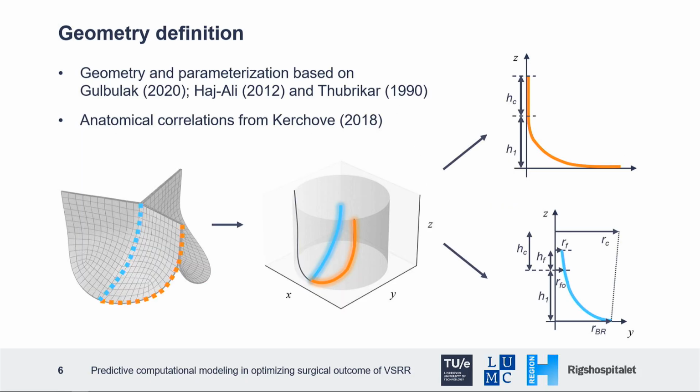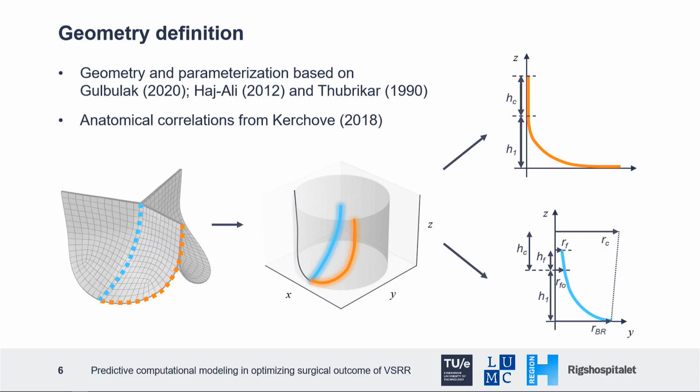We use geometry and parameterization based on earlier work from, amongst others, Tubikar in 1990, which was excellent. But I think most notable is the anatomical correlations from Laurent de Kerkhove in Brussels in 2018, where you take the belly curve from the nadir up to the noduli of Aranti, and you have a commissural curve or the commissural insertion, and then you have a plane between those two lines that will create half of a valve leaflet.